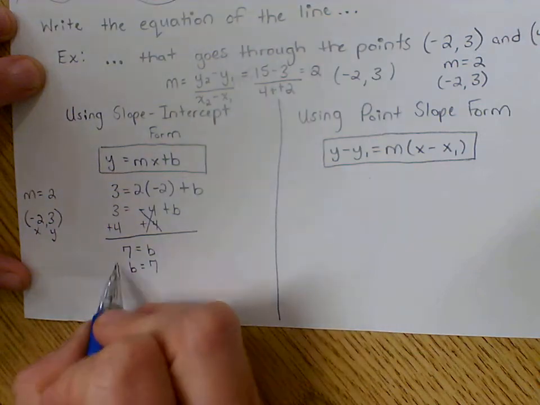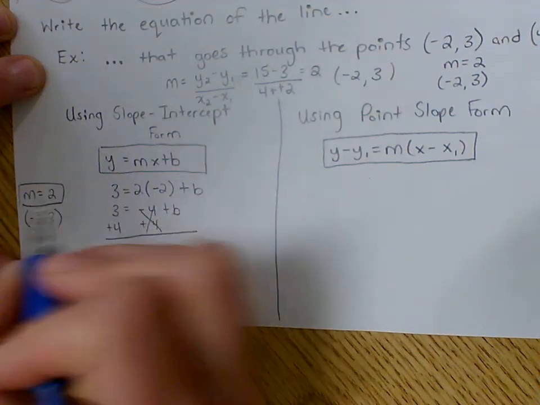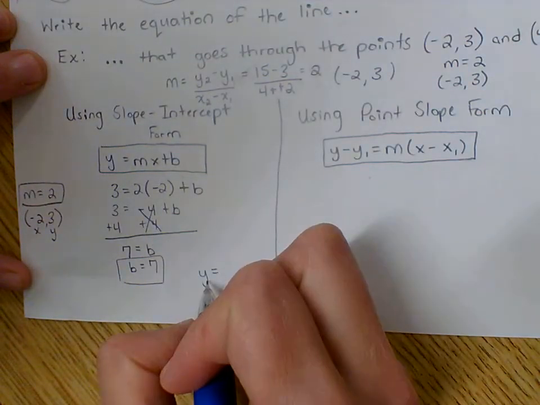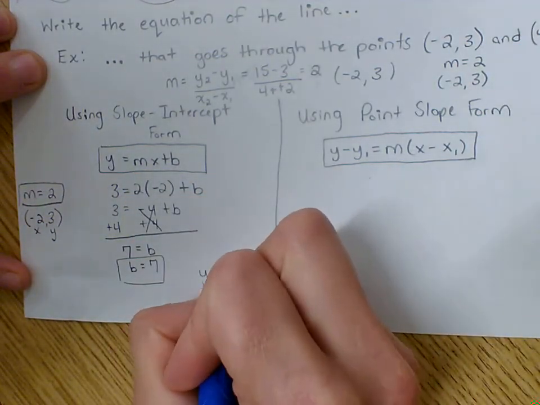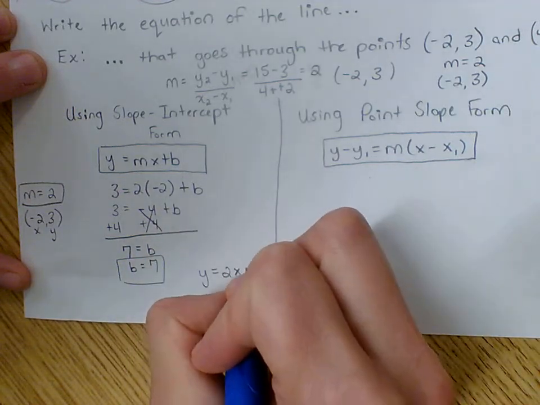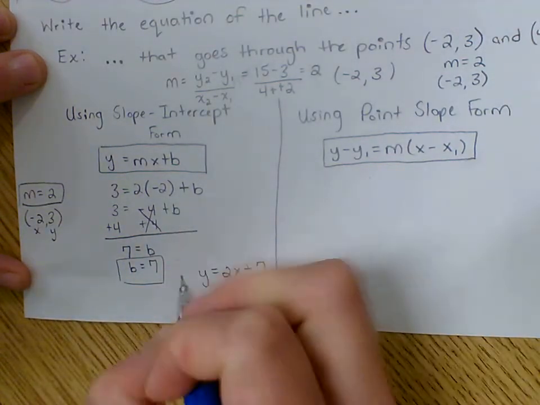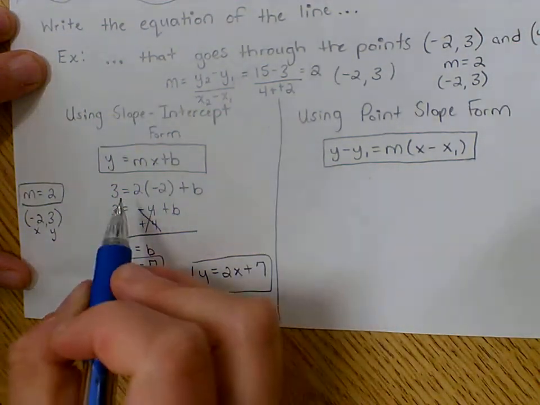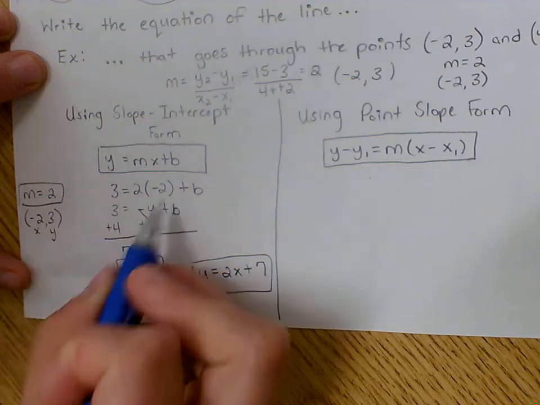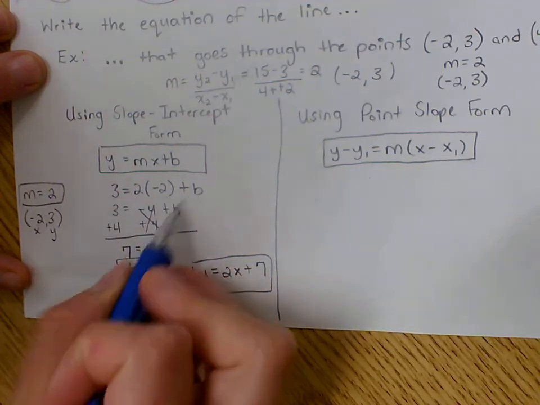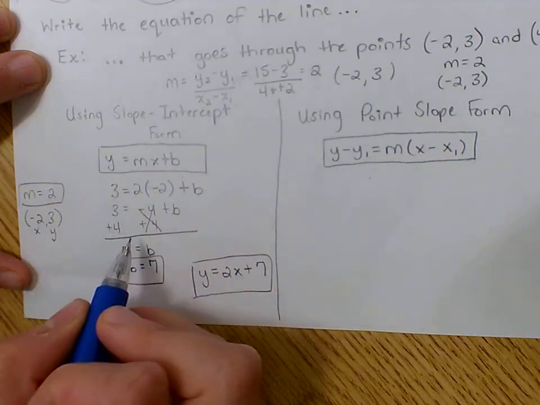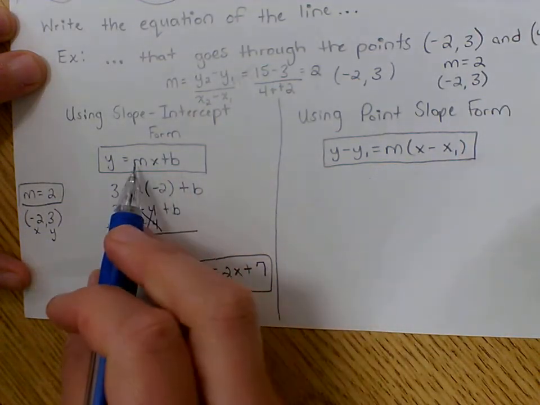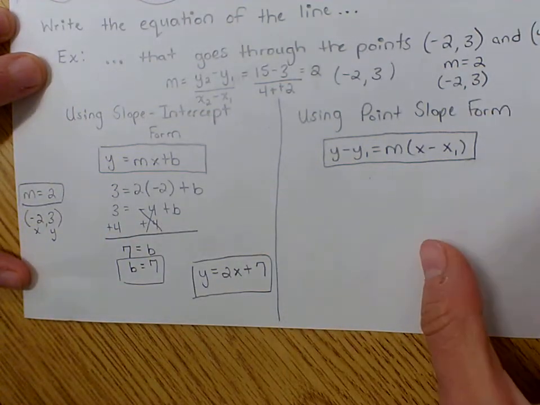So now I have everything that I need to be able to write it in slope-intercept form. So I just go in and plug it in. So it's y equals, my slope was 2, so it's 2x plus, and then my y-intercept was 7. So there we go. All right, so again, the only reason you use this point is so that you can plug it in to find the y-intercept. That's the only reason we use the point, okay? So you can't forget to go back and plug in your slope and your y-intercept to actually write the equation, all right?